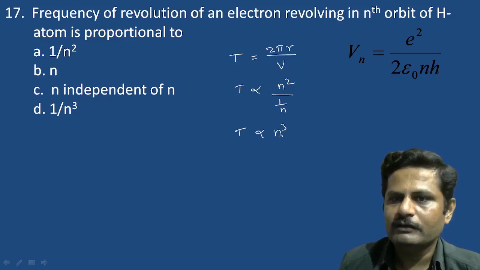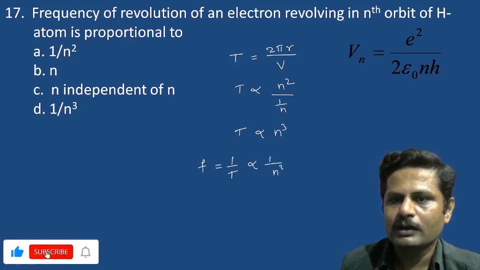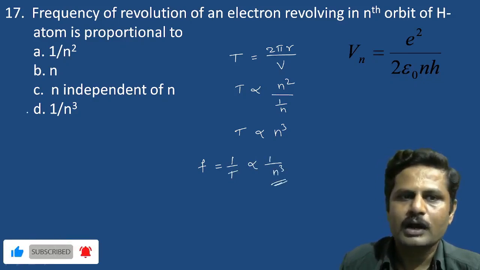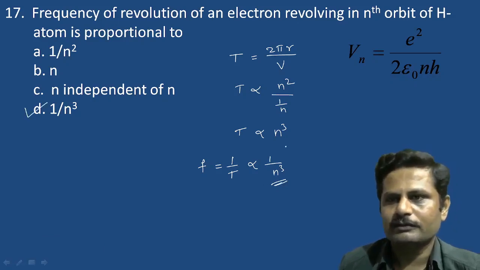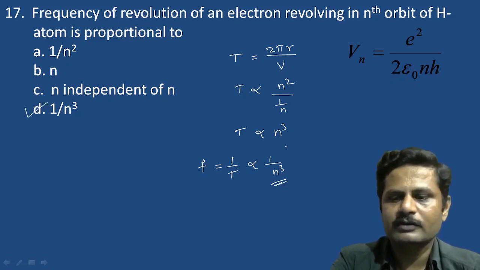If t is directly proportional to n cube, as we know the frequency is equal to 1 upon t, so therefore the frequency is directly proportional to 1 divided by n cube. So therefore option D would be the correct answer. Let's have a look at the next problem.